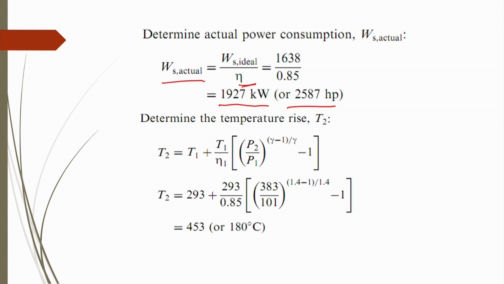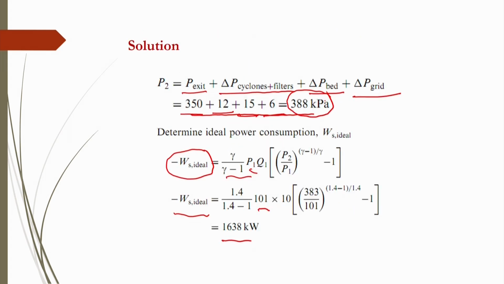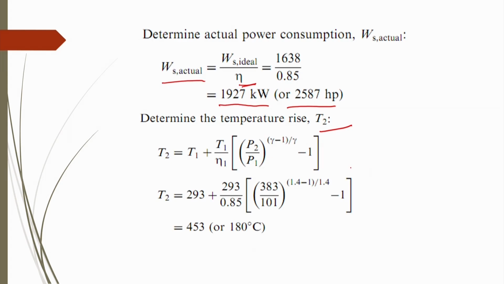Now, what will be the temperature rise, T2, because of this compression of gas from P1, that is 101 kPa, to P2, that is 388 kPa? You will get this T2 from this equation. T2 will be equal to T1 plus T1 by eta into P2 by P1 to the power gamma minus 1 by gamma, minus 1. If you substitute the T1 value, the initial temperature is 293, and this 293 is divided by 0.85, the efficiency of the compressor, and then P2 is 383 and P1 is 101, and substituting the gamma value, finally it comes to 453 K or 180 degrees centigrade.